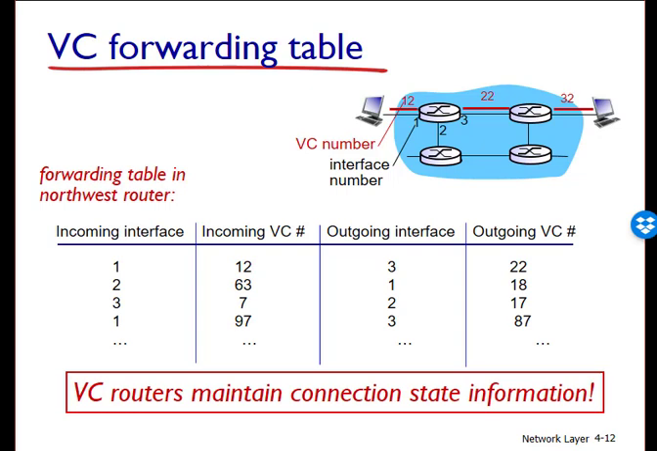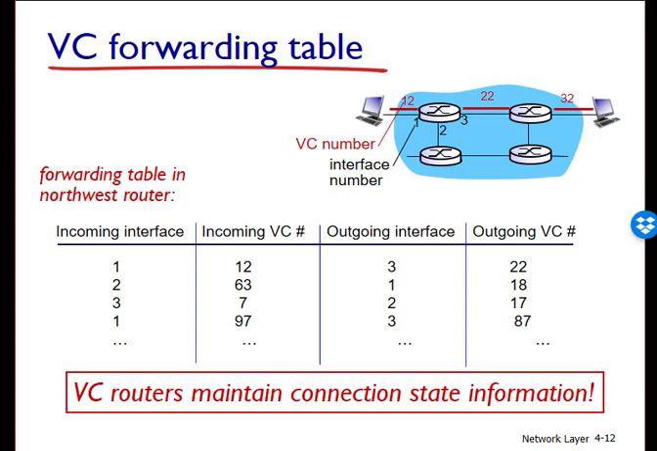In a virtual circuit network, the network's routers must maintain connection state information for the ongoing connections. Specifically, each time a new connection is established across a router, a new connection entry must be added to the router's forwarding table, and each time a connection is released, an entry must be removed from the table.